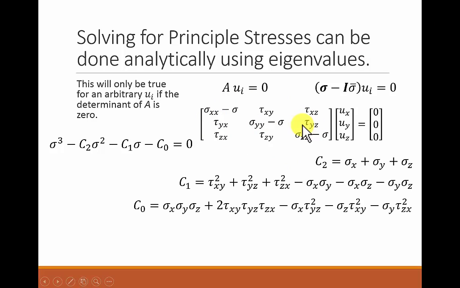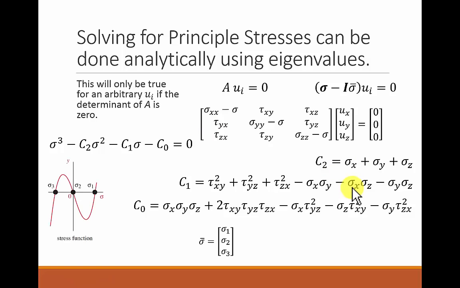Working out the math, we can actually calculate what C2, C1, and C0 are equal to. And again, they're fairly complex, but it's a very simple thing to read off the original values into these values. And noticing a notation change, notice that my sigma xx is equal to sigma x in the constants here.